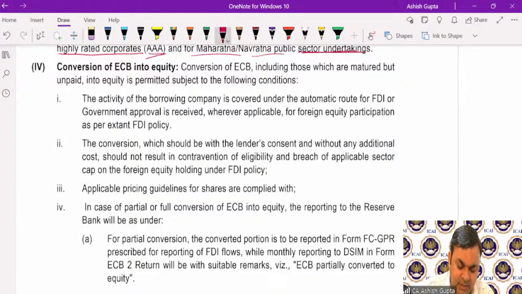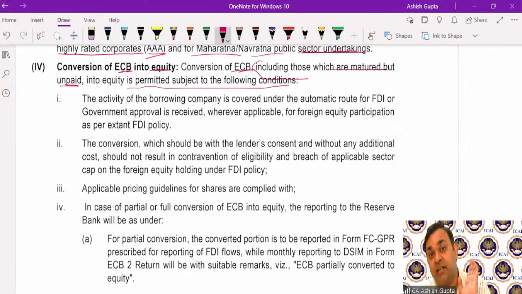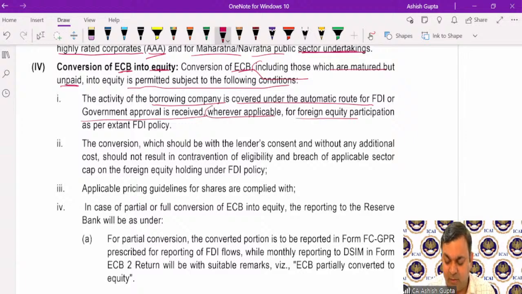Conversion of ECB. Conversion of ECB, including those which are matured but unpaid, into equity is permitted subject to the following conditions. You need to comply with the conditions. The activity of the borrowing company is covered under the automatic route for FDI, or government approval is received wherever applicable for foreign equity participation as per the extant FDI policy.